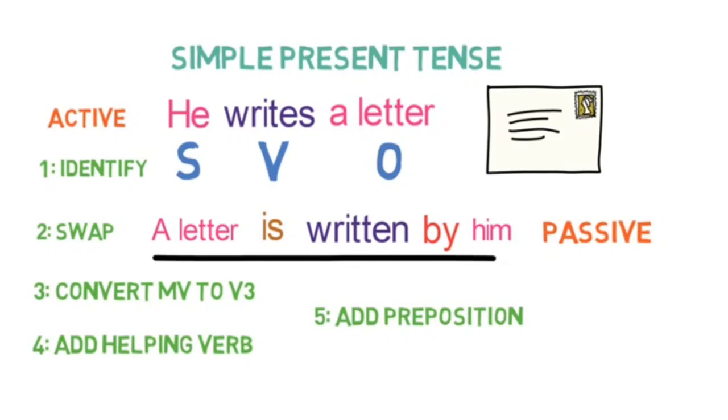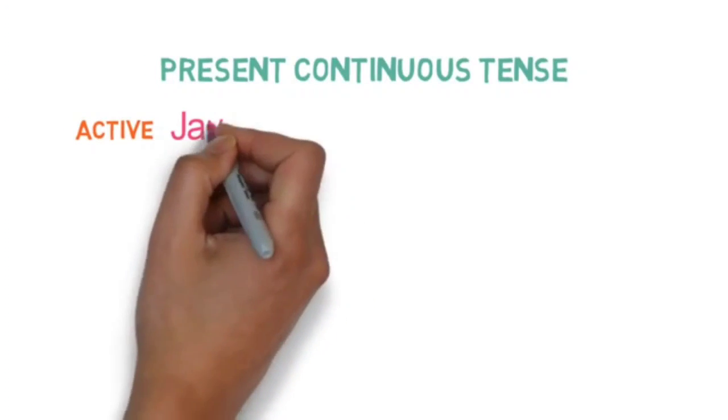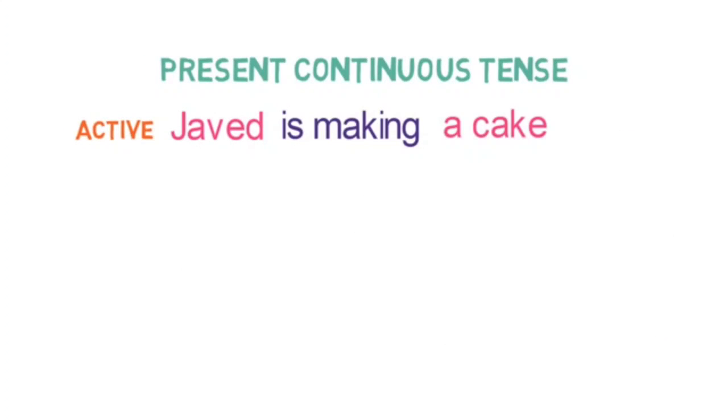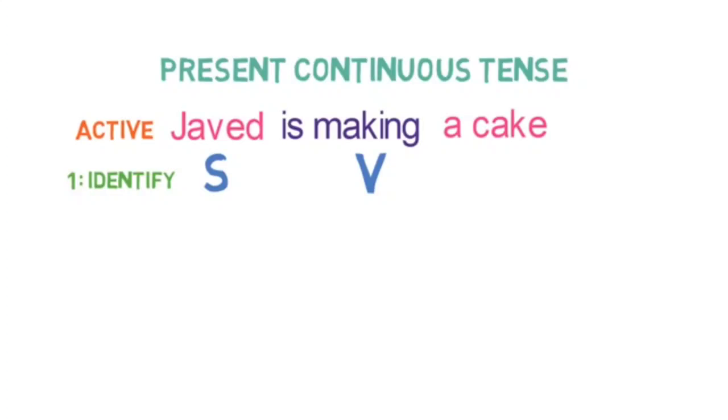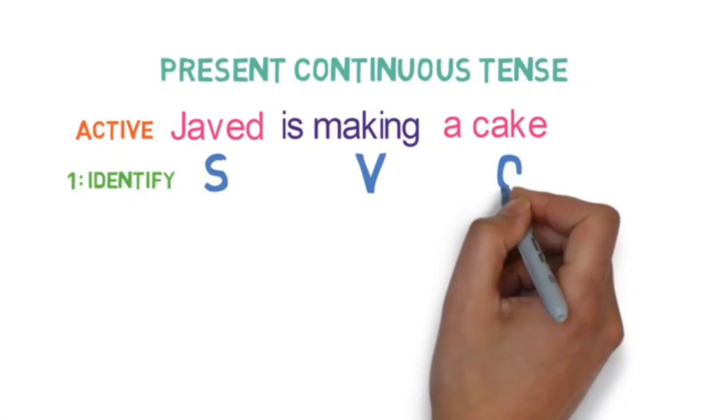Now let's move to the next tense, that is present continuous tense. Let's see an example. In active voice: Javed is making a cake. Step 1 is to identify the subject, object and the main verb. Here, who is performing the action? Javed, so Javed is the subject. What action is performed? Making, so it is the verb. What is the receiving end? The cake, so it is the object here.